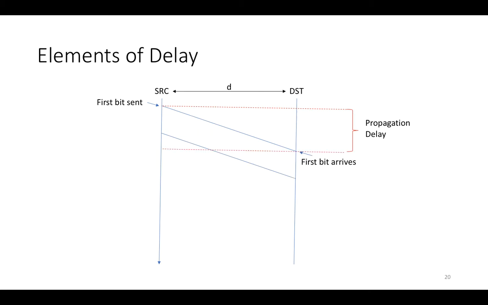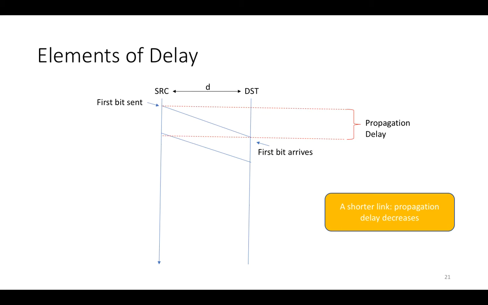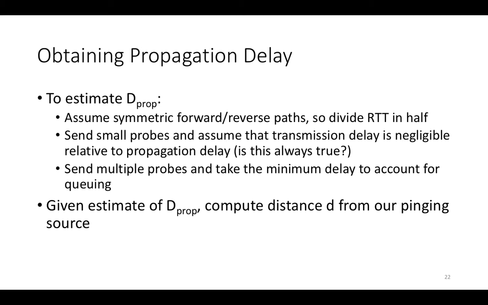Next, if we talk about propagation delay, the propagation delay is a function of how far apart the source and the destination are. So here, I've labeled the distance d. The time of propagation delay is the time from when the first bit gets sent to when the first bit actually arrives. So, if my two hosts are actually closer together, the propagation delay will in fact decrease. Conversely, if the hosts are further apart, the propagation delay will increase.